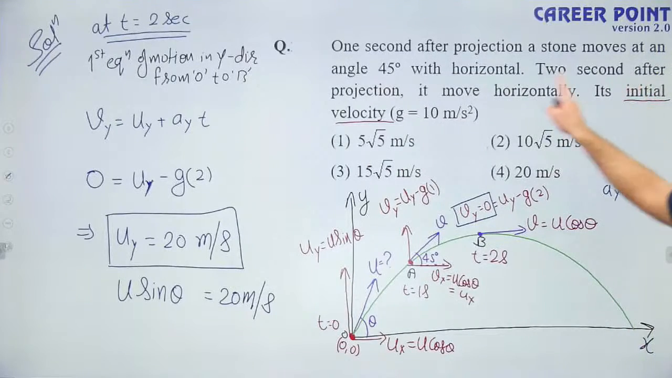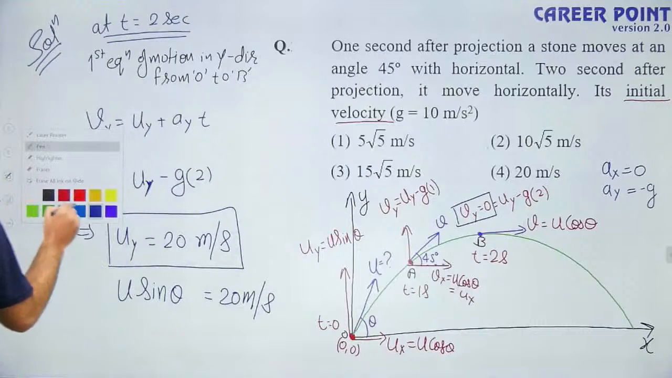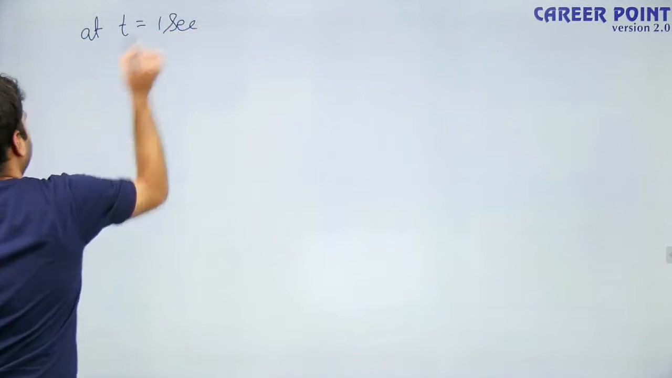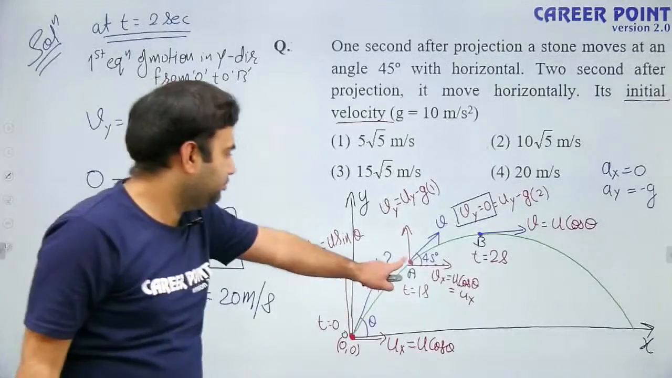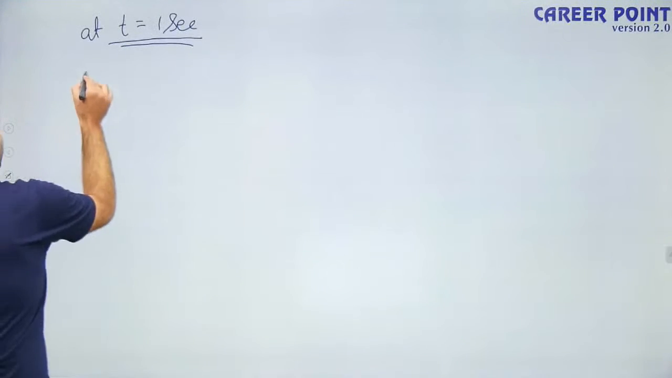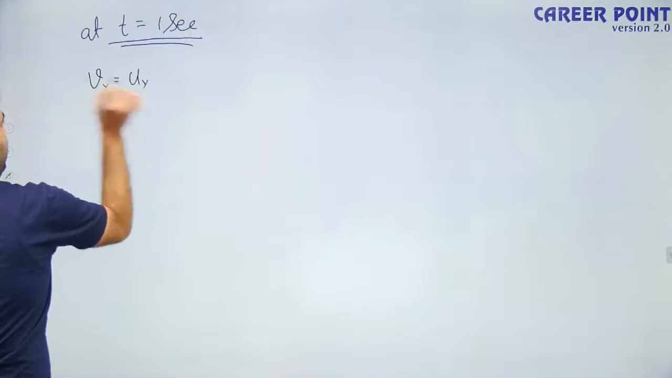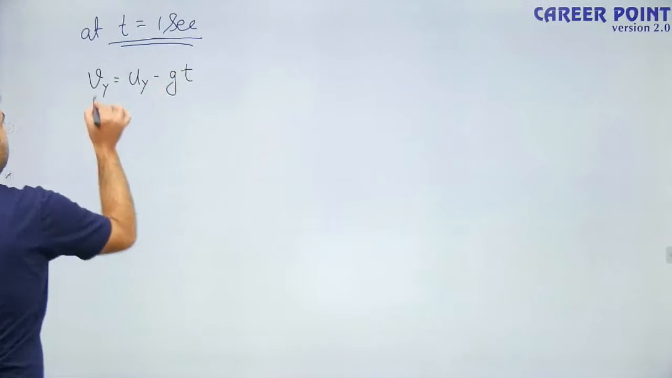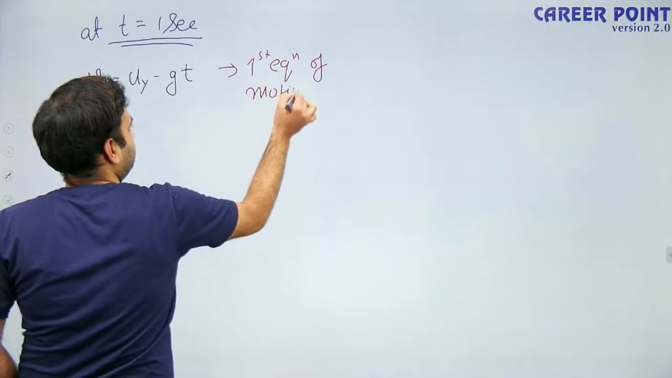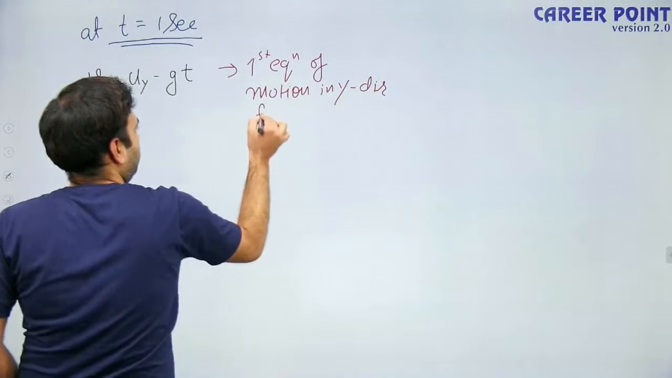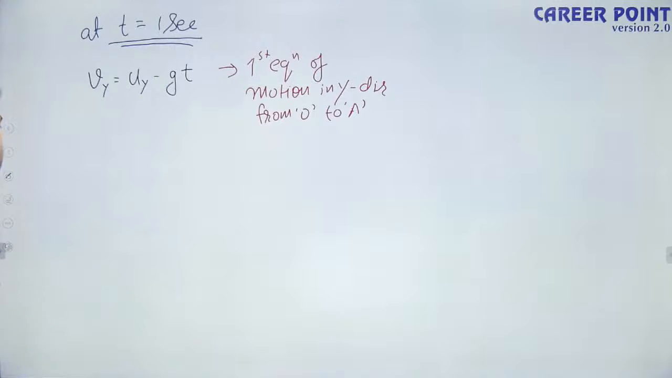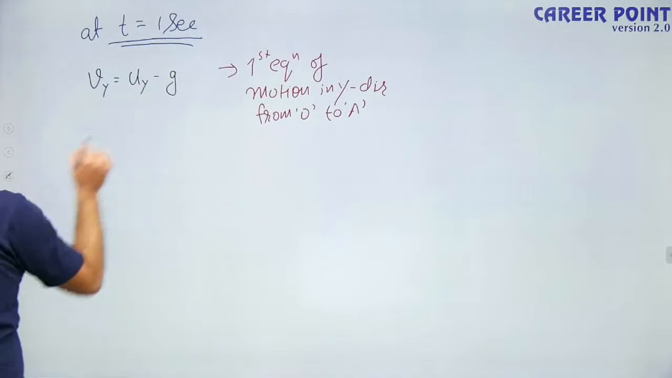But it is asking to calculate the initial velocity. So now what are we going to do? Let us discuss the situation at t equals 1 second. At t equals 1 second, that means here. Now if I apply the first equation of motion from this point to this point, I will get vy equals uy minus g into t. This is the first equation of motion in y direction from O to A. And at t equals 1, the particle is at point A, so t is 1.